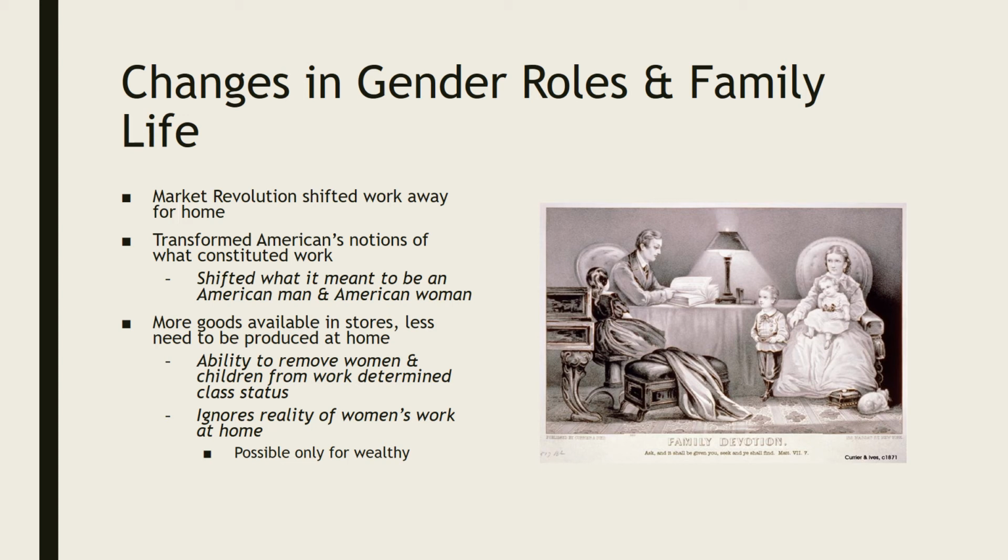It also is going to transform Americans' notions of what is work. What is work? Again, it's something that happens away from home. And it additionally shifted what it meant to be an American man and an American woman. As more goods were available in stores, there was less of a need to produce these goods at home. And so as a result, the ability to remove women and children from work determined the family's class status. So if you were able to have a wife who did not work and children who did not work, that determined that you were at least middle, if not upper class.